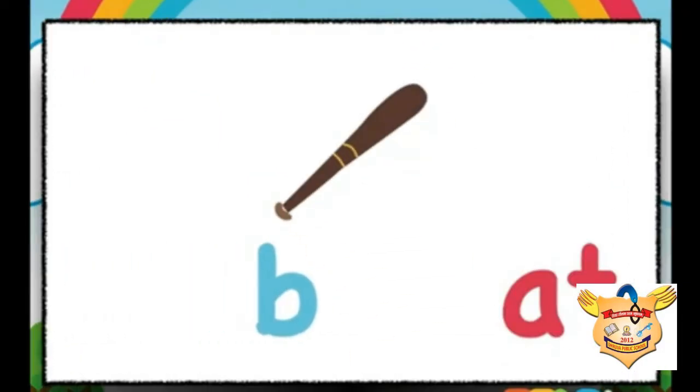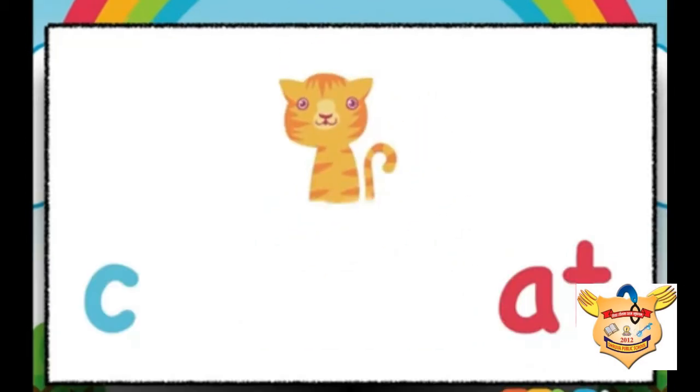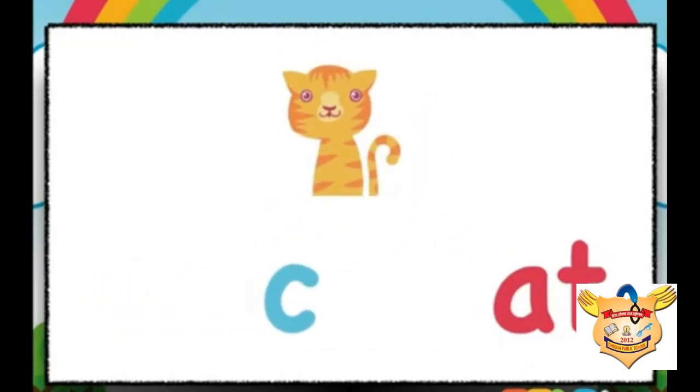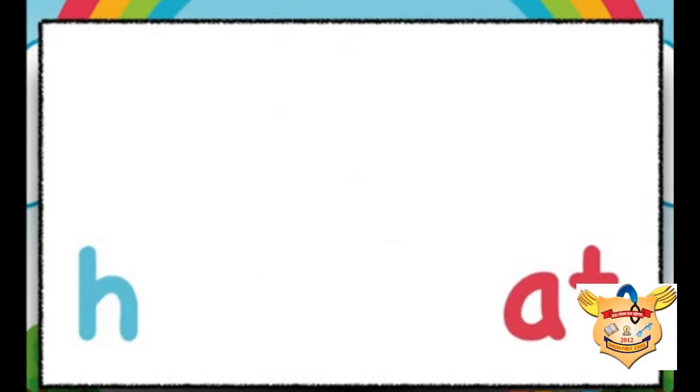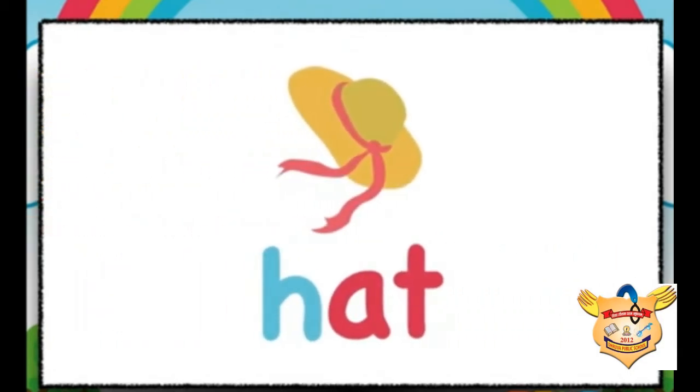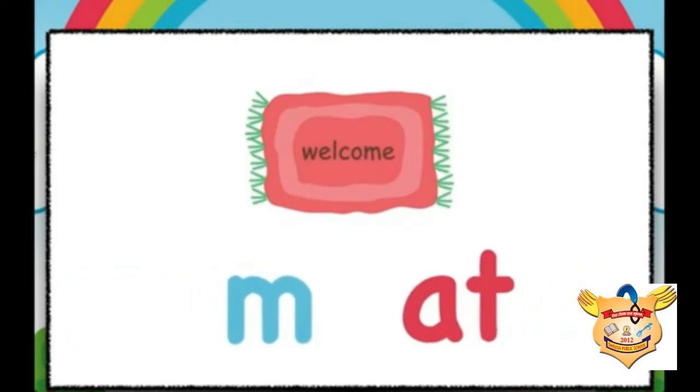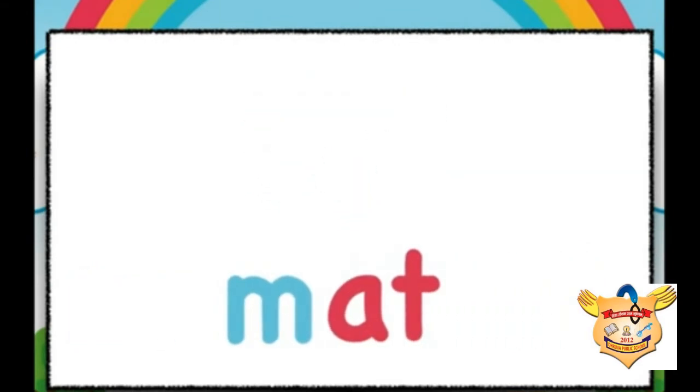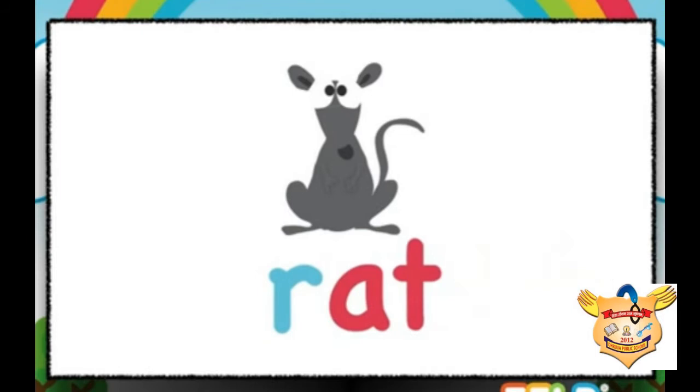B at bat. K at cat. H at hat. M at mat. R at rat. Now, the ag word family.